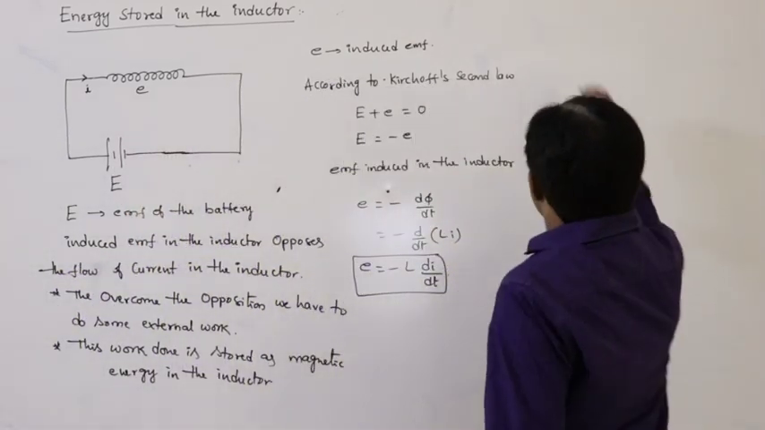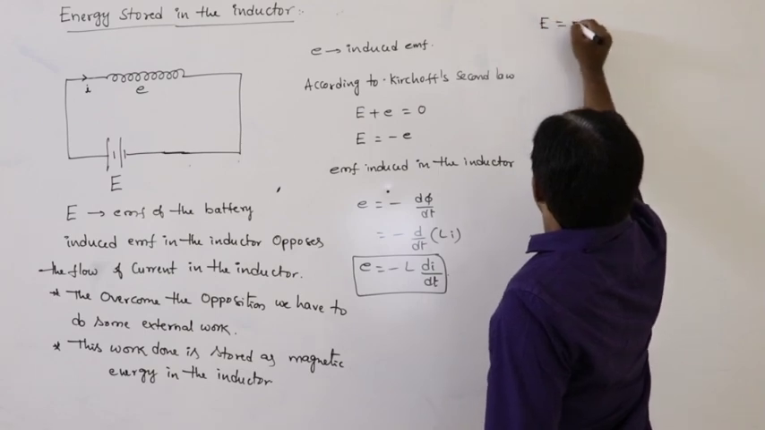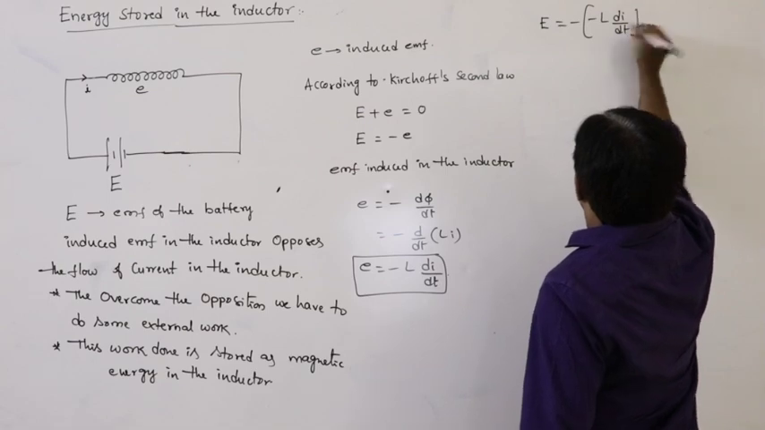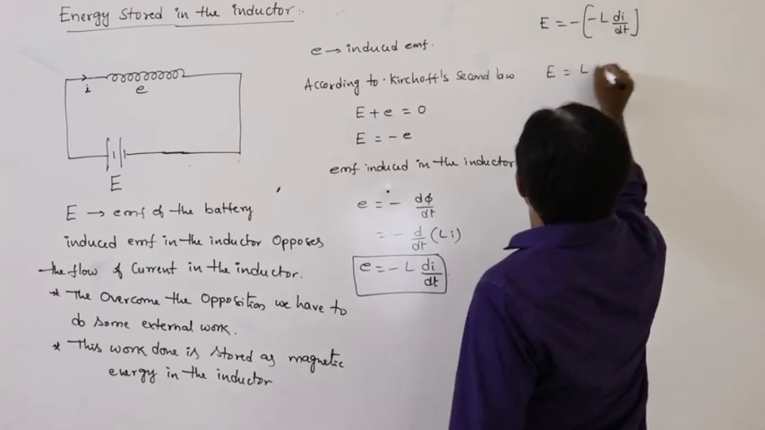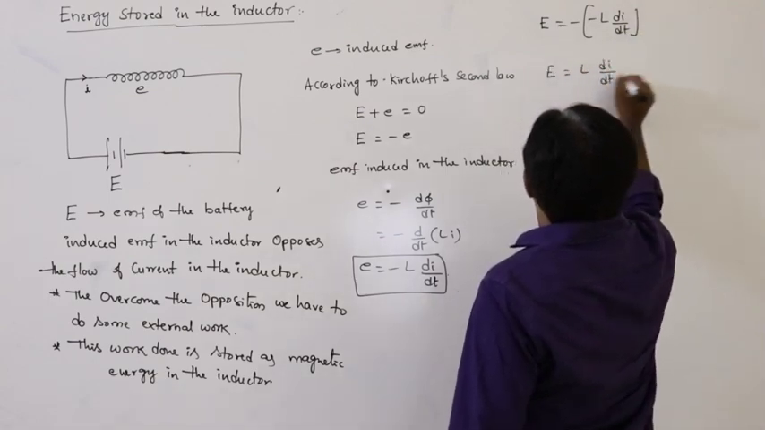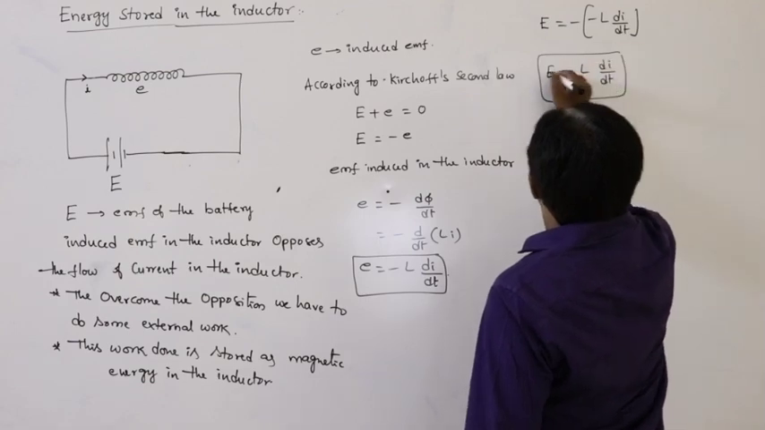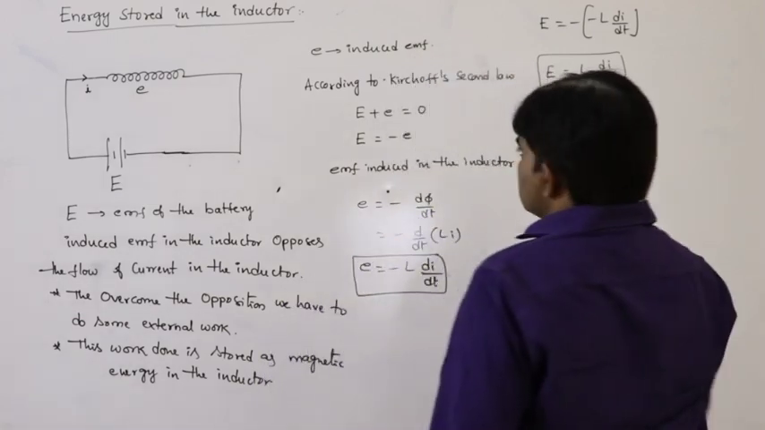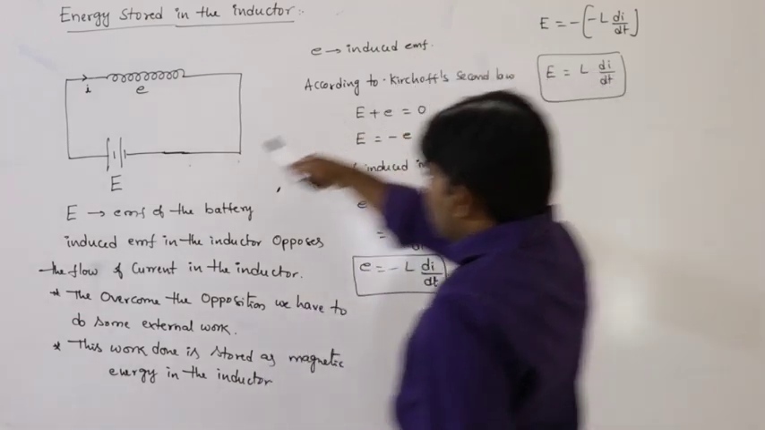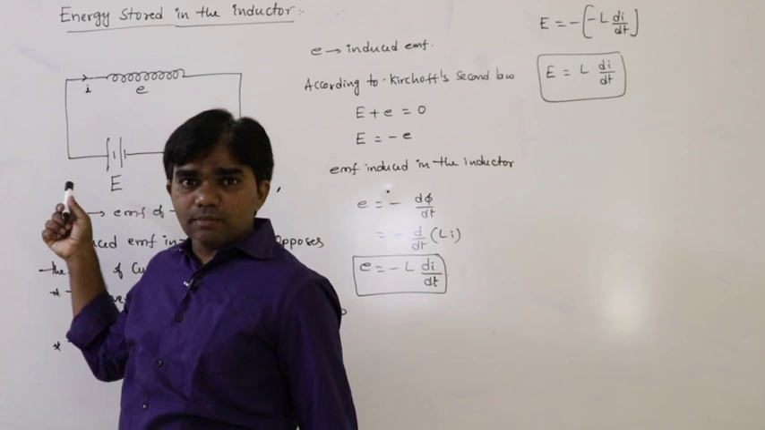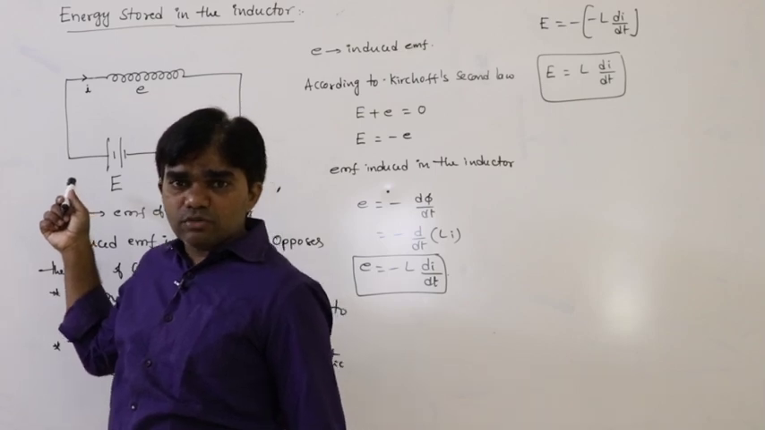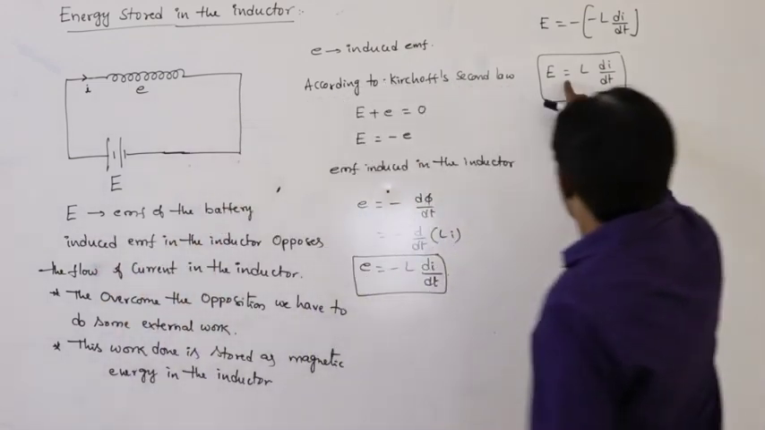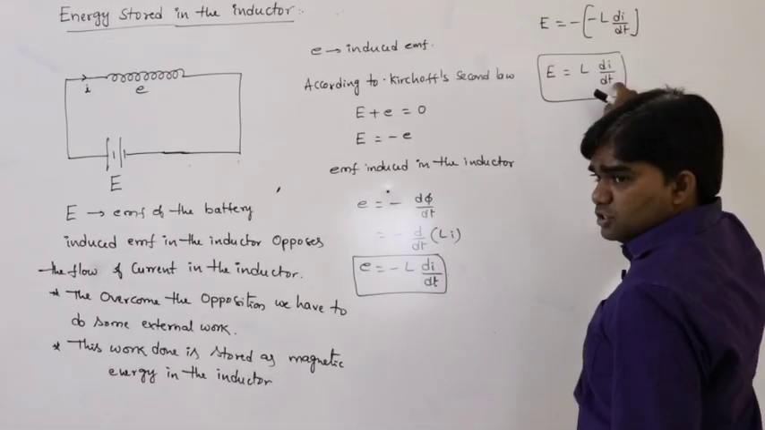So therefore, from this what can we write? E is equal to minus of minus L into di by dt, so minus of minus gives plus L into di by dt. So this is the EMF. What is the minimum amount of EMF we have to supply to establish the current in the inductor? That is E is equal to L into di by dt.